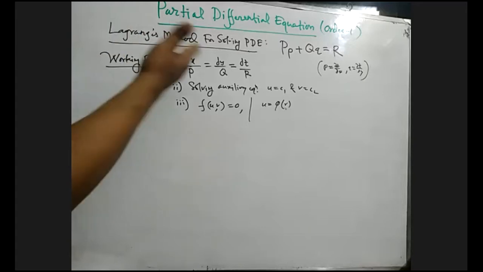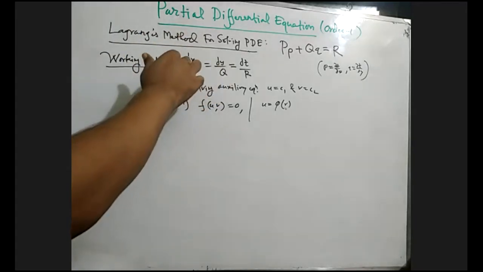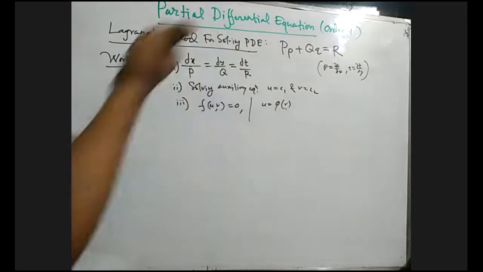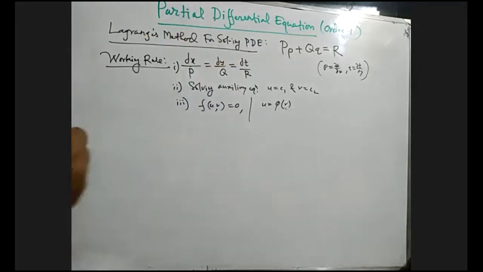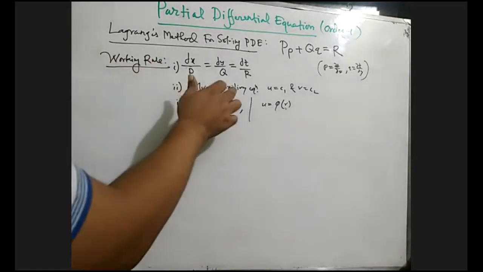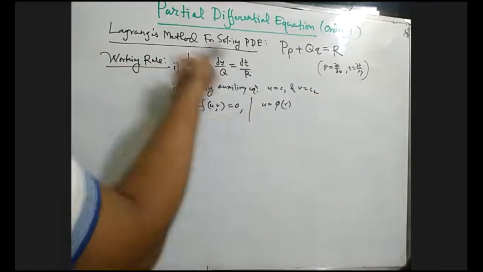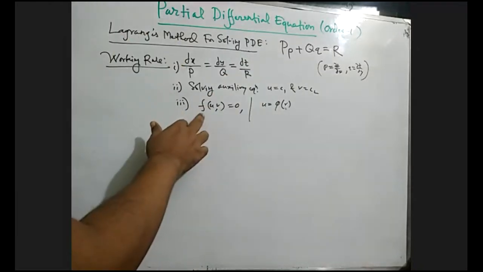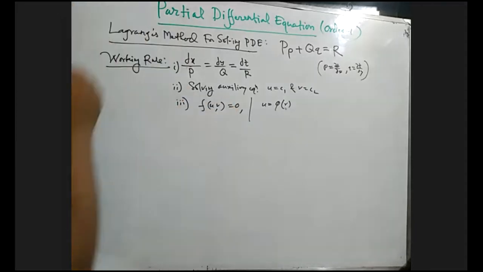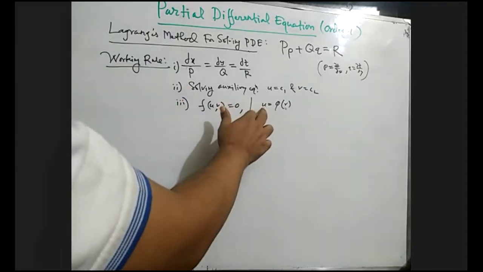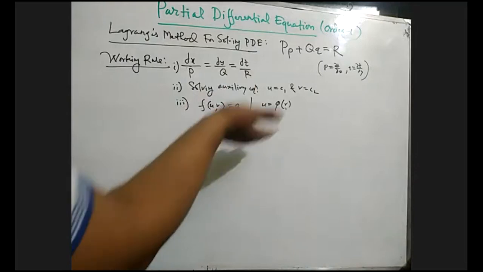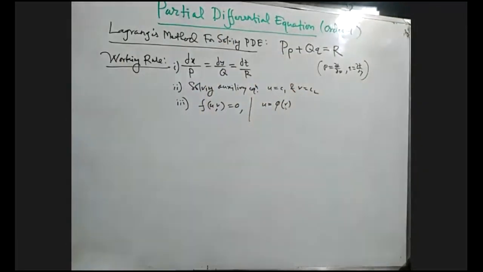This is the working rule. First of all, we have to arrange in this way: dx divided by capital P, dy divided by capital Q equals dz divided by capital R, where P and Q may be constants, may be functions of x, may be functions of y. Then solving the auxiliary equations, u equals c1 and v equals c2. Thirdly, we have to form the function of u and v equals 0, or u can be represented as a function of v. Then this will be the solution of these types of partial differential equations.